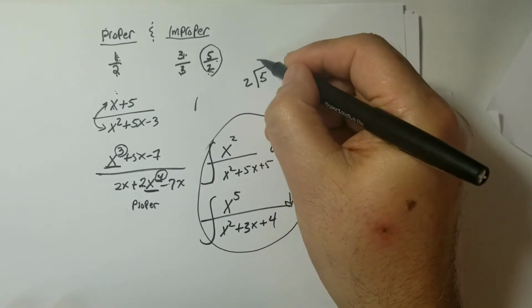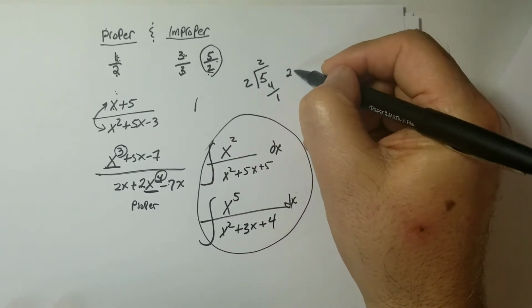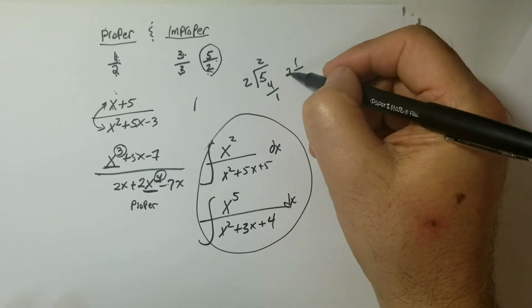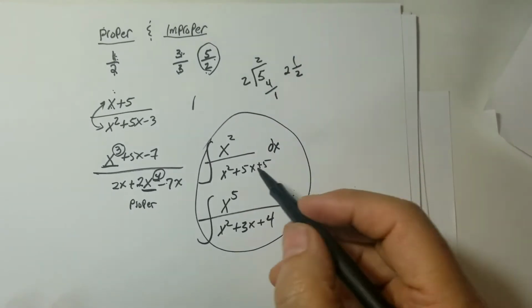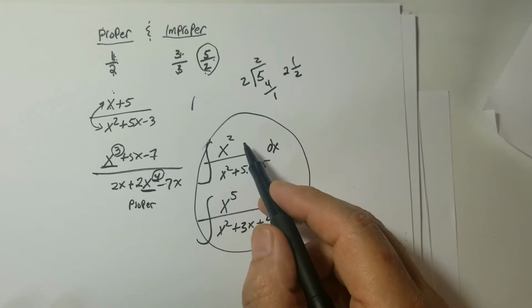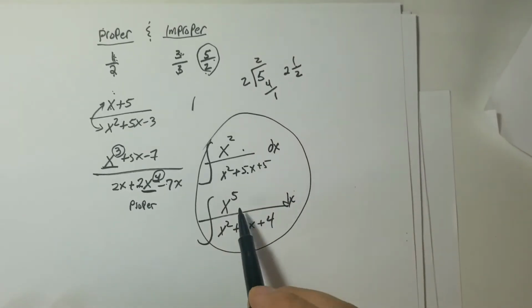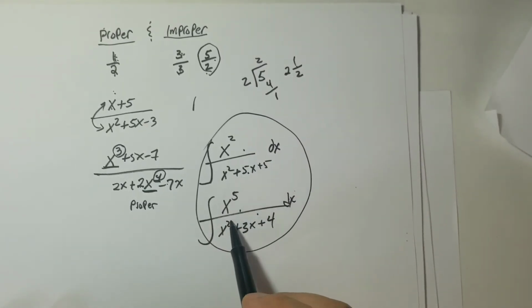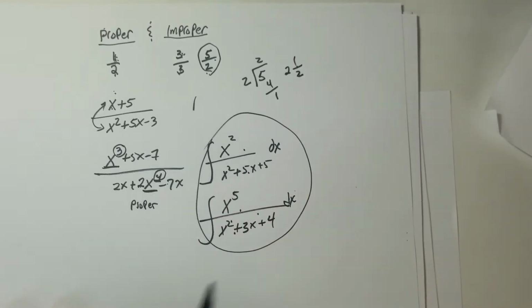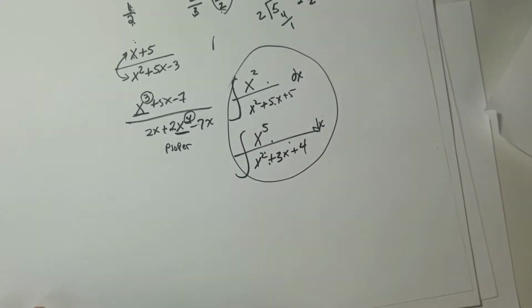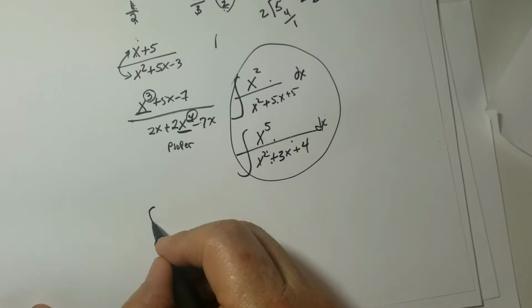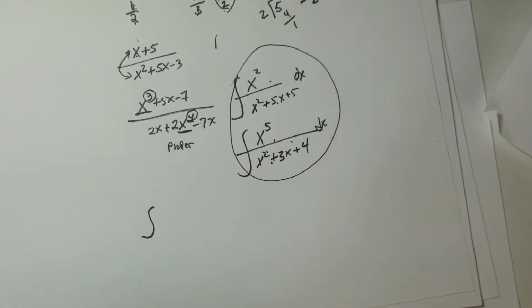It becomes a mixed number, 2 1/2. You get a number and a proper fraction. Here, you're going to get a polynomial and a proper rational function. You have to do long division to make it proper. That's why today we're going to talk about proper and improper integrals.